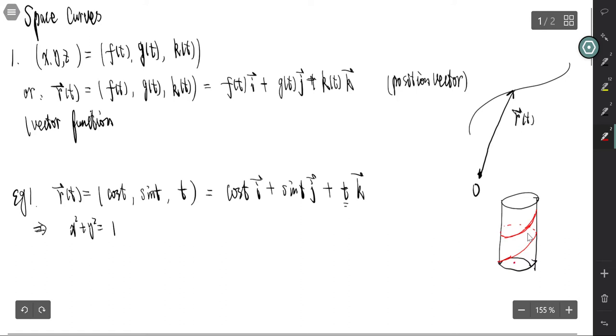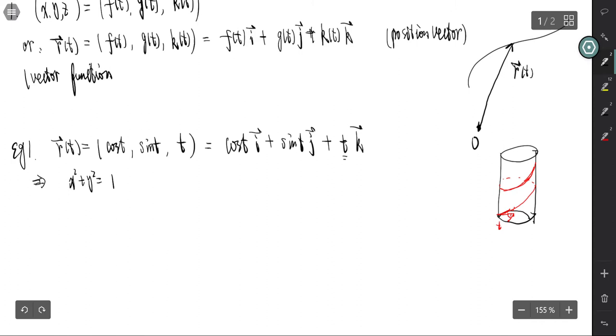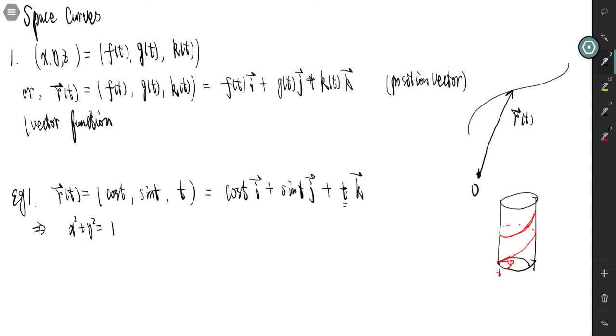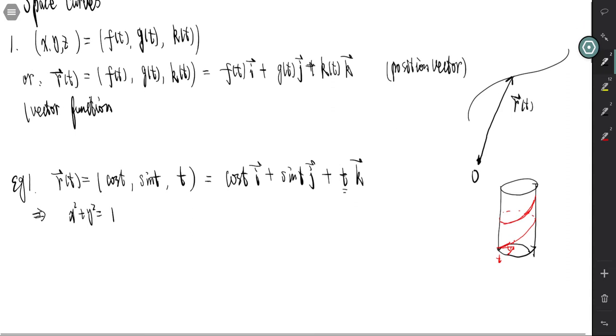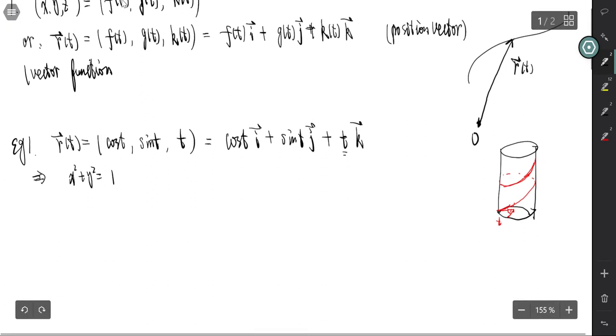If we call t the angle between this point and the x-axis, we can draw a graph from here. x and y are on the circle, and z has this constant speed with t. This is the graph and the function, and this can be read as a parametric equation for the curve.